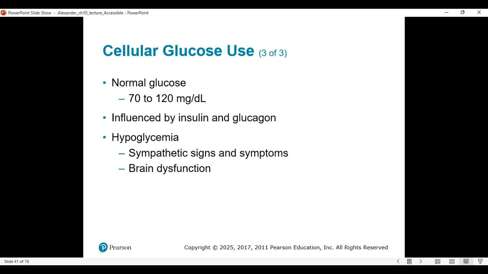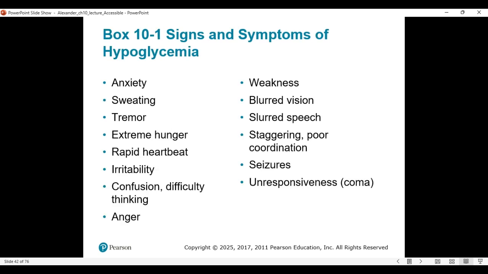Normal glucose levels are 70 to 120. Influenced by insulin and glucagon, of course. Hypoglycemia is low blood sugar, of course. Symptomatic signs and symptoms, and it can have brain dysfunction. Here are signs and symptoms of the hypoglycemia. They have anxiety, sweat, tremors, extreme hunger, rapid heartbeat, irritability, confusion, anger, weakness, blurred vision, slurred speech, poor coordination, seizures, or unresponsive coma.